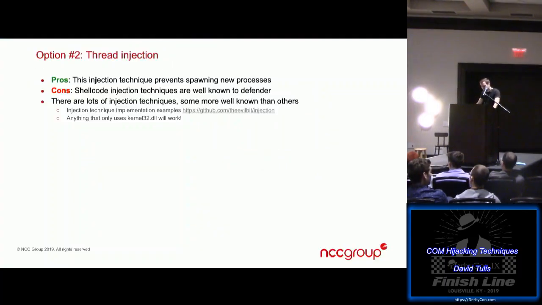So now we're not spawning any new processes, but there are still some downsides to this technique. Most importantly, injecting shellcode into other processes, this is a very well-known technique to AV and EDR. Hell, to even run that proof of concept, I had to disable Windows Defender. But there are a lot of other techniques for process injection that I didn't really test. That's kind of out of scope of this talk.